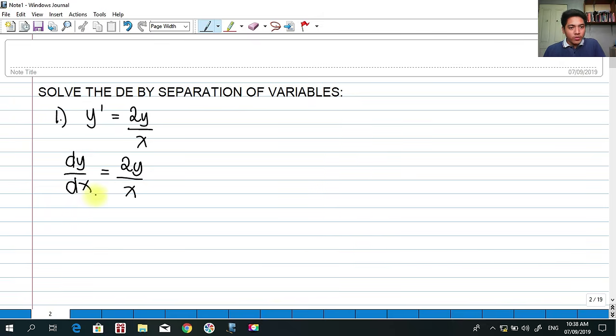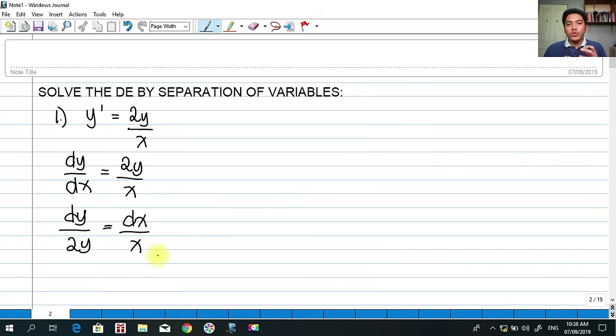So, if I cross multiply these two, what will happen? I will have dy over 2y is equal to dx over x. As you can see, on the left side of our equation, all terms of y are grouped with dy, and all functions of x are now grouped with dx in this example.